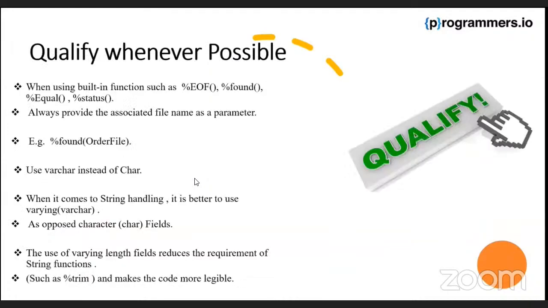So qualify whenever possible. I have given an example with the end of file. Whenever we are making a sub file, we usually use end of file for finding any value with the chain operation and any kind of operation we want to search. Sometimes we use end of file without passing any value in the parenthesis, and we write it like that. It also works.